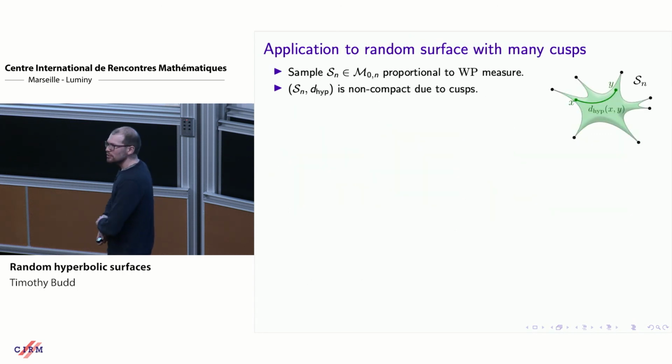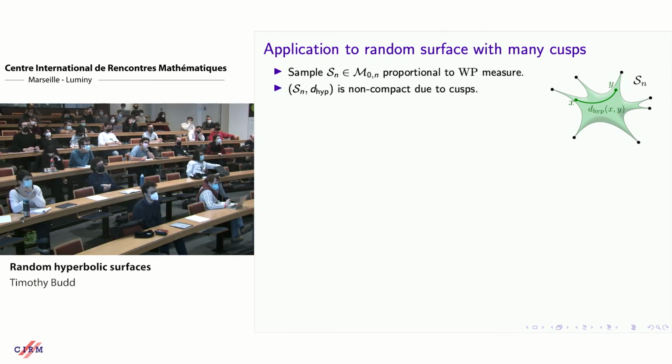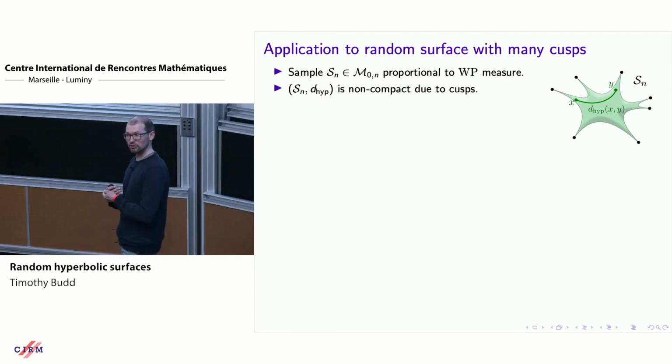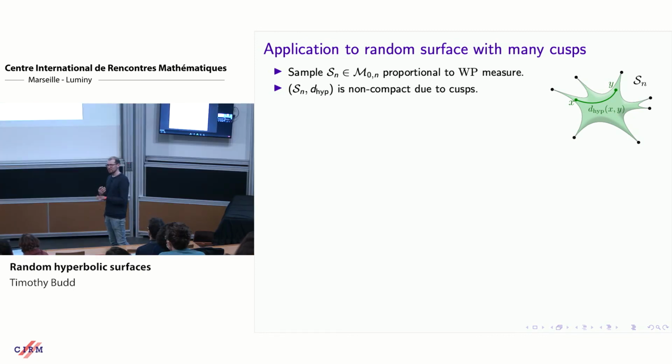Okay, so let's see an application of this bijection. As we said, it encodes something about distances. So it allows also to say something about the statistics of the geometry when I take the number of cusps to be very large. So let's look at the random surface. We had this Weil-Petersson measure with finite total volume, so we can normalize it into a probability measure. Let me call that Sn. And it defines for us a metric space if we equip this set with the hyperbolic distance of the hyperbolic surface.